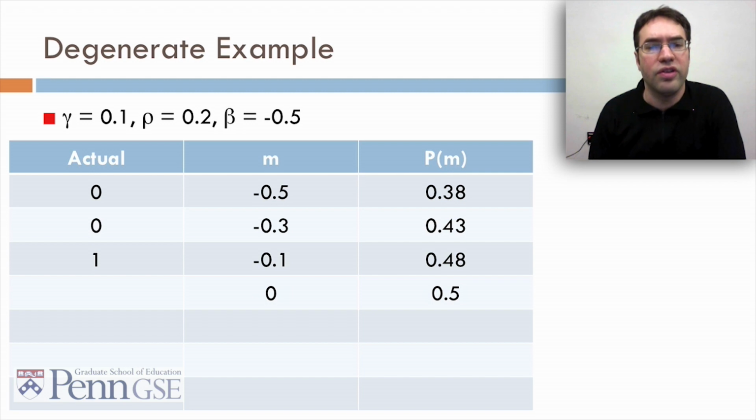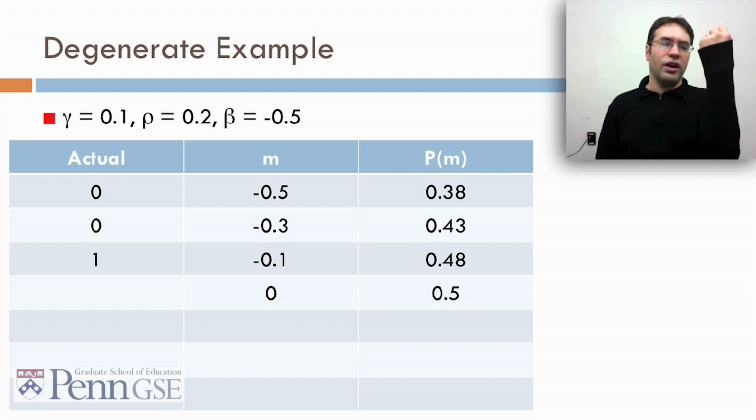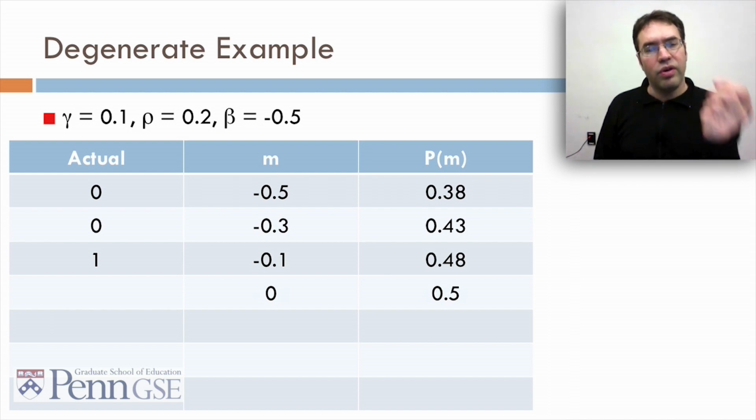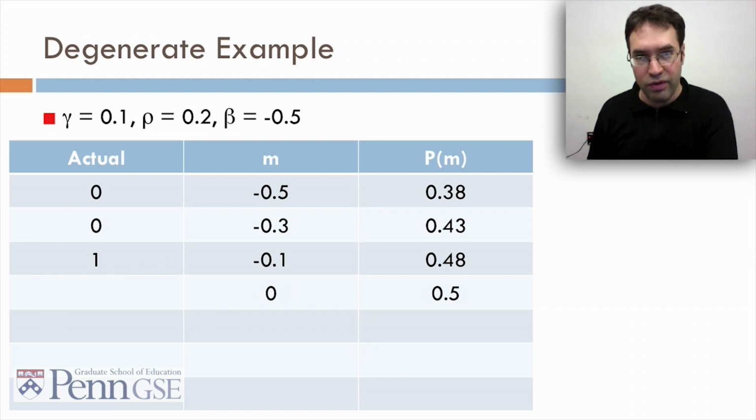Now let's look at a degenerate example. Let's say that instead of having a gamma of 0.2 and a rho of 0.1, we have a gamma of 0.1 and a rho of 0.2. In other words, you're twice as likely to do better in the future if you get it wrong than if you get it right.